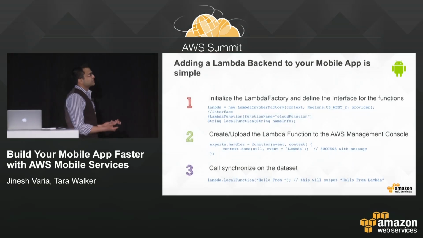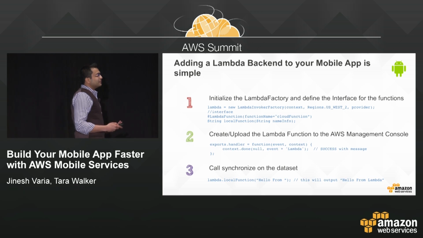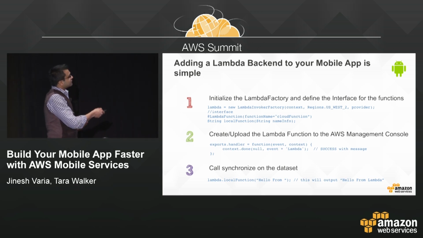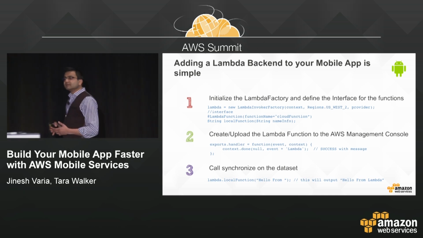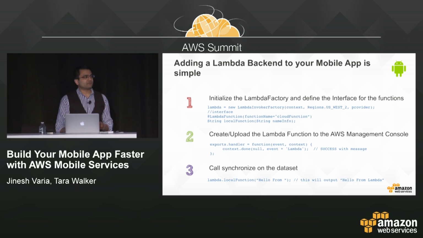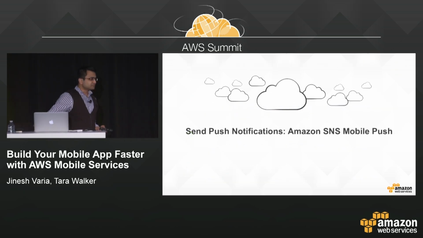So what you just saw, to summarize, is that you're doing basically just three things when you integrate Lambda and a complete backend to your mobile app. You're defining your cloud function in the cloud, and then you're calling that cloud function, as easy as it can get. So it's very, very powerful, and it's very, very effective.